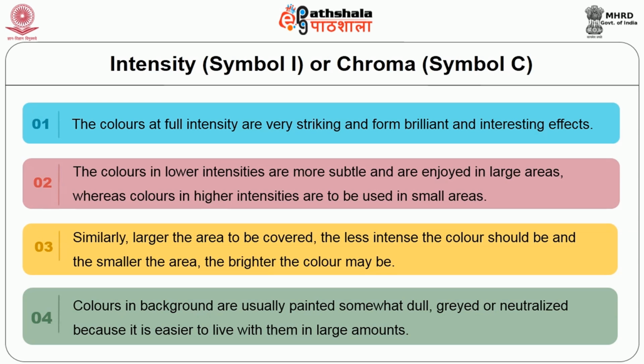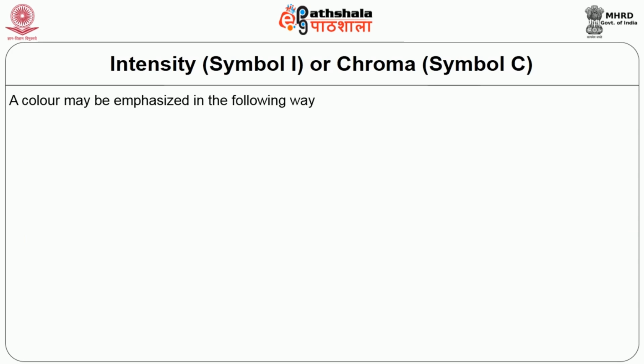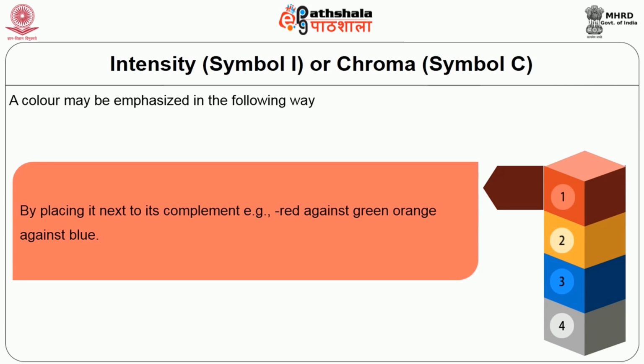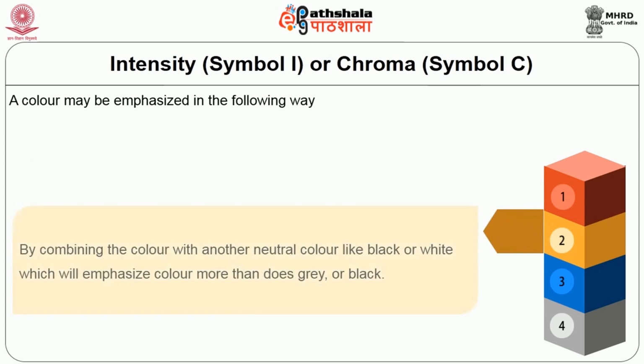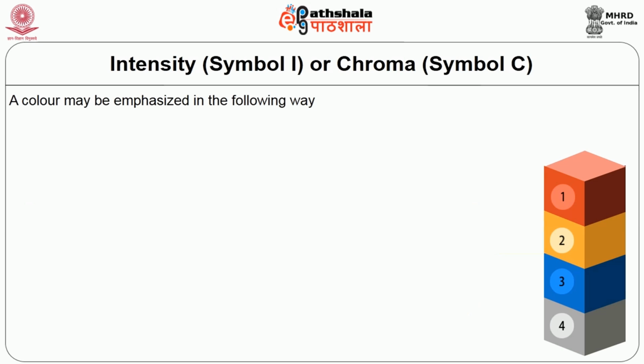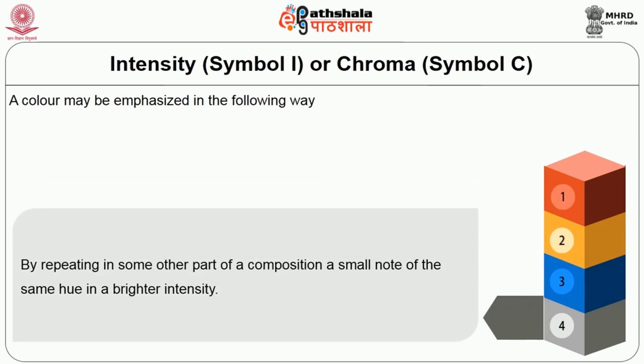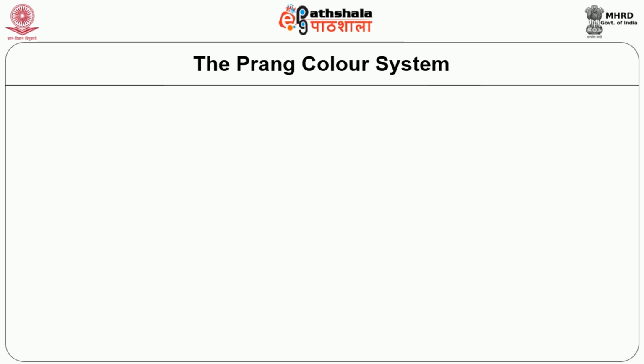large amounts. A color may be emphasized in the following ways. By placing it next to its complement, for example red against green, orange against blue. By combining the color with a neutral color like black or white, which will emphasize color more than does gray. By repeating, near it in a large amount, the same hue in a lower intensity. By repeating, in some other part of a composition, a small note of the same hue in a brighter intensity. Next we will see the Prang color system.